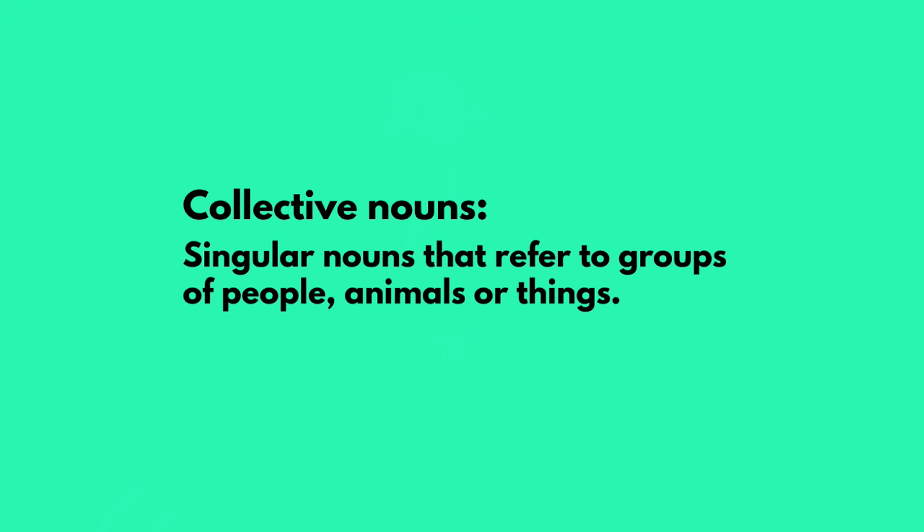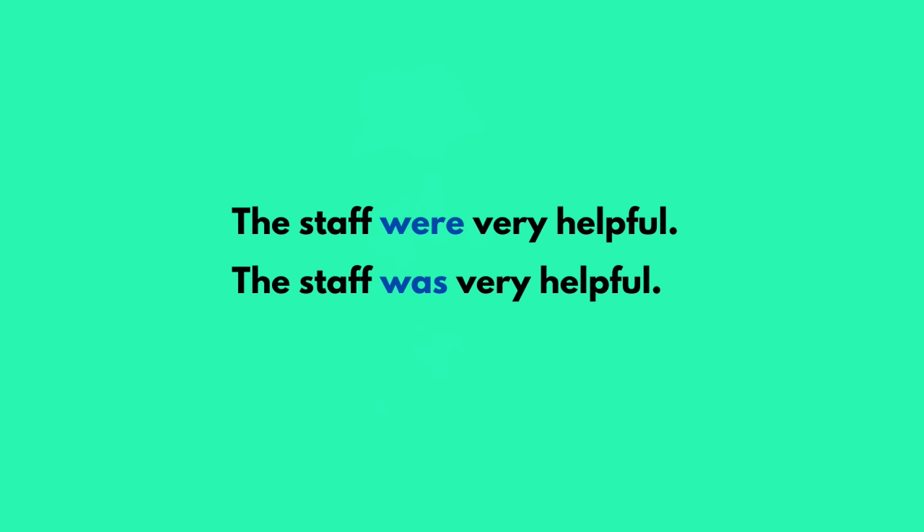So collective nouns are singular nouns which are used to refer to groups of people, things, or animals, and depending how they're used, they may be followed by the singular form of the verb or the plural form of the verb. And this is where it gets a little bit more complicated. For example, the staff were very helpful, or the staff was very helpful. Again, both versions, both options are accepted, but they have a slightly different use.